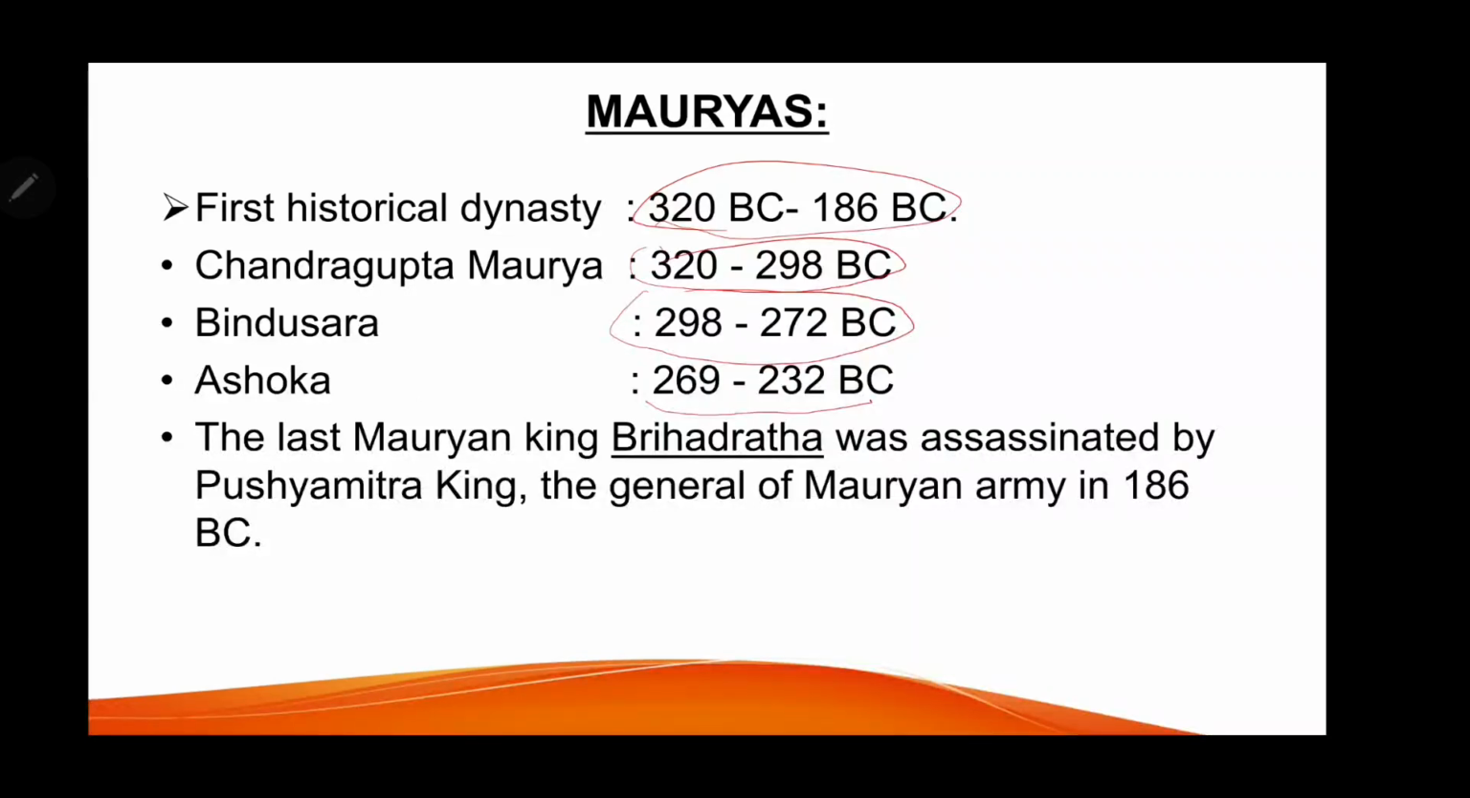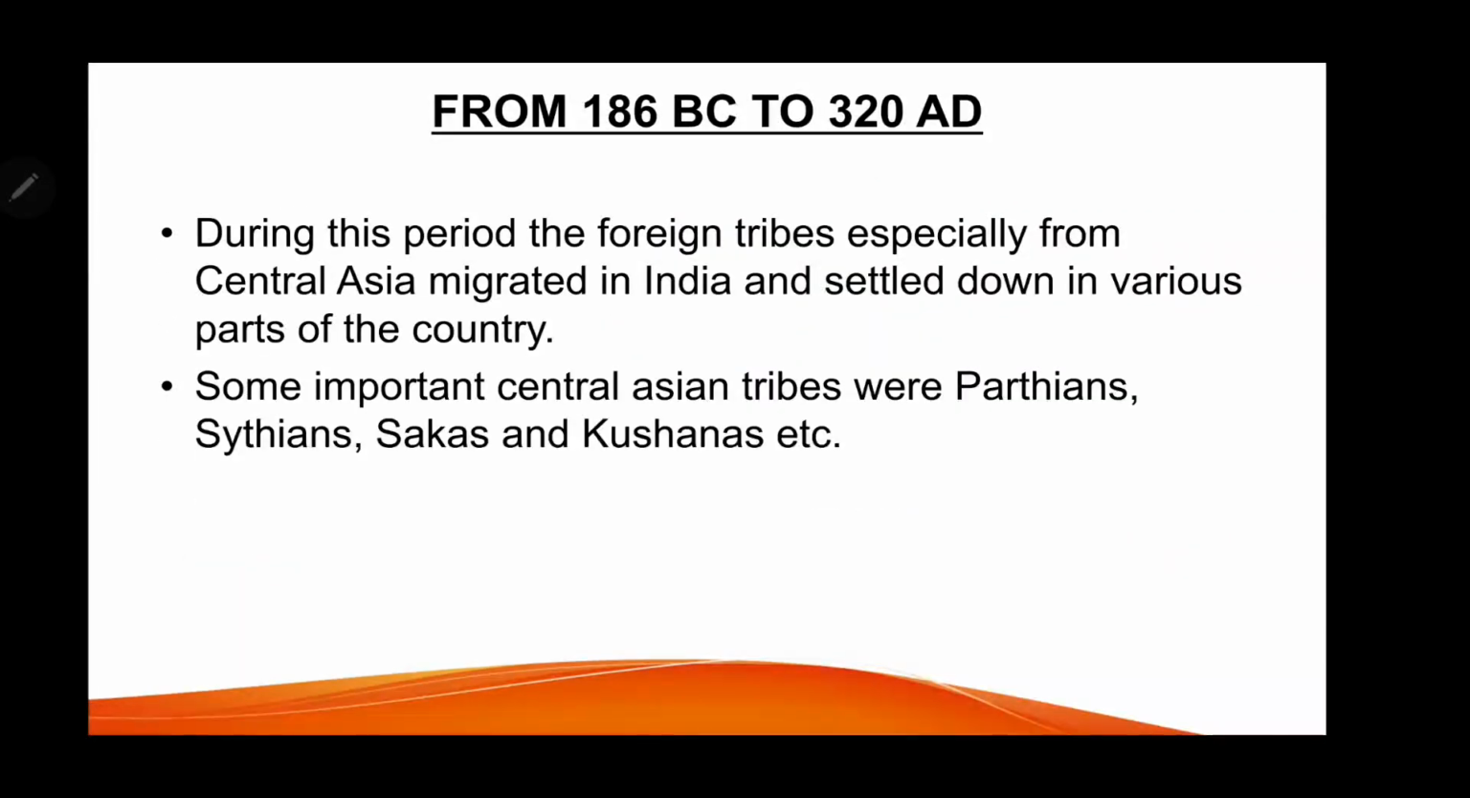Ashoka is considered as Ashok the Great. In Indian history, there are only 2 kings who are considered as great: Ashok the Great in ancient India and Akbar the Great in medieval India. The last Mauryan king was Brihadratha, who was assassinated by his own commander-in-chief, Pushyamitra Shunga, in 186 BC. And this was the end of the Mauryan Empire.